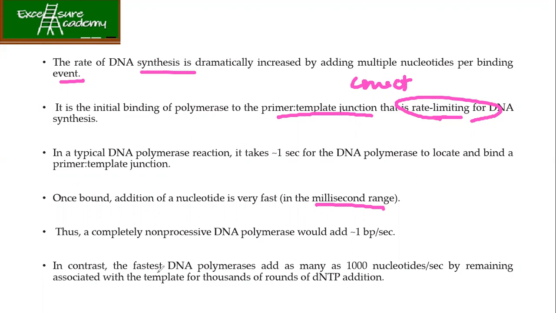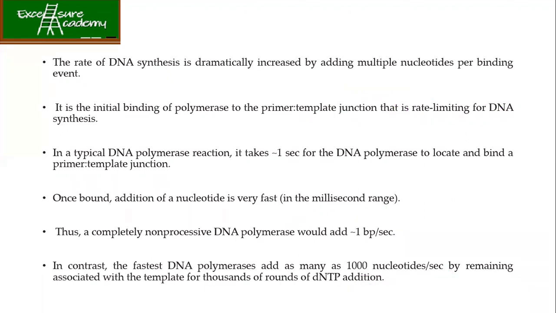So, a completely non-processive DNA polymerase would add 1 base pair per second. तो ये होगा सबसे ज्यादा slow वाला DNA polymerase. Now, in contrast, the fastest DNA polymerase can add as many as 1000 nucleotides per second by remaining associated with the template for thousands of rounds of dNTP addition. ठीक है, तो इससे clear हो जाएगा कि processive nature जो DNA polymerase का है उसका क्या meaning हो रहा है.